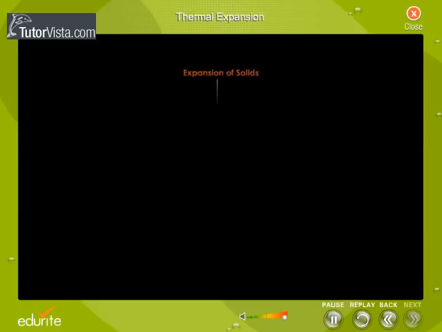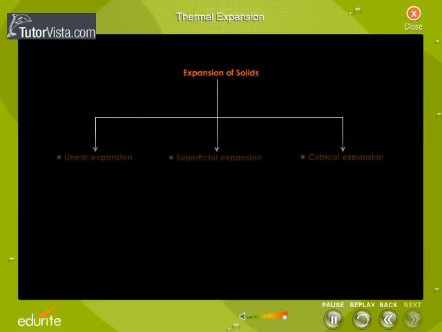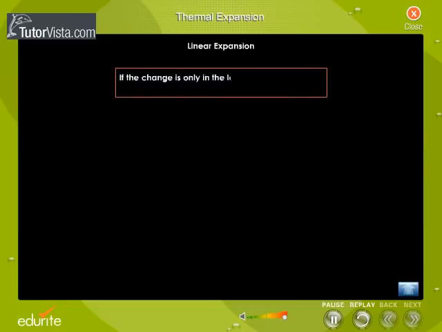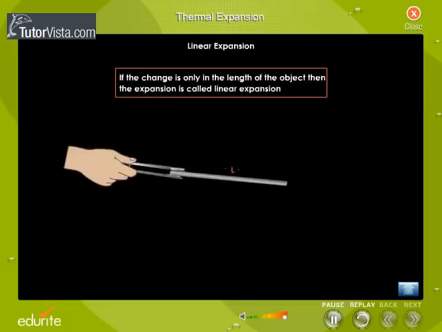The thermal expansion of solids is of 3 types, namely linear expansion, superficial expansion, and cubical expansion. Linear expansion. If the change is only in the length of the object, then the expansion is called linear expansion. Let L be the length of a rod at some initial temperature T. When the temperature changes by delta T, the length changes by delta L.